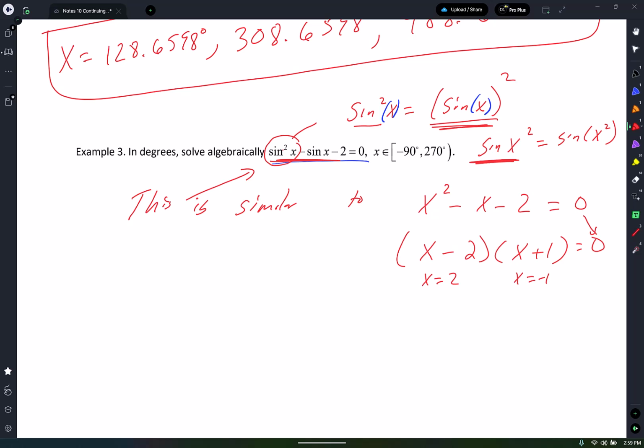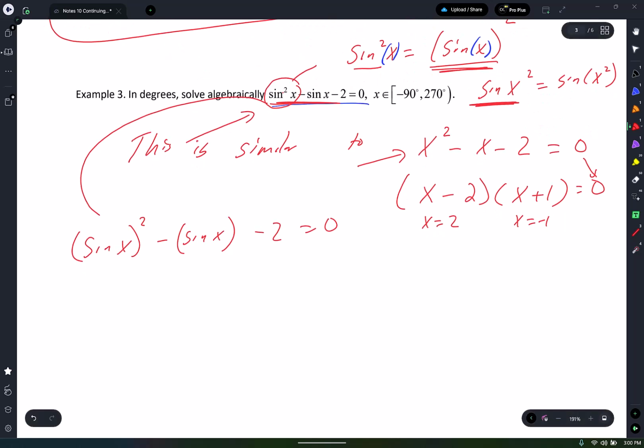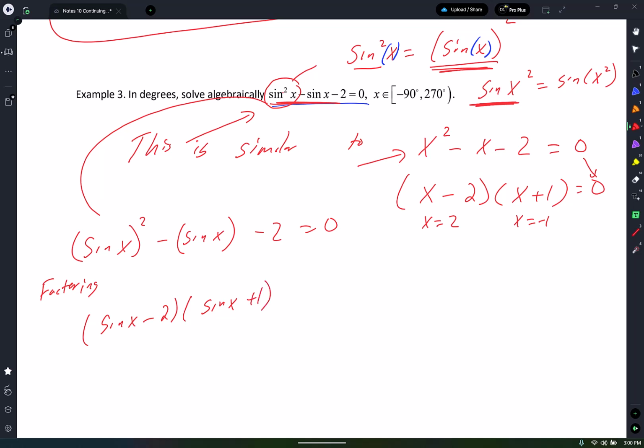Okay, so we're not robots, right? We understand why stuff happens. All right, so it's the same thing with this, guys. If you have sine squared, let me write it like this: sine squared x minus sine x, and I'll put a parenthesis like that, minus 2 equals 0. Remember, this is similar to the one on the left. When we do factoring, here's what I get: sine x minus 2, sine x plus 1 equals 0. Are we still okay?